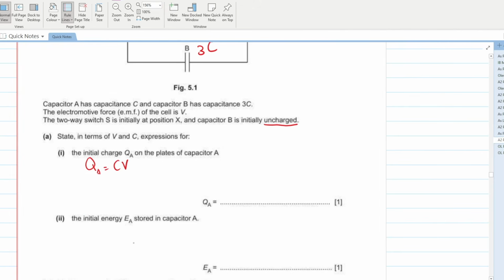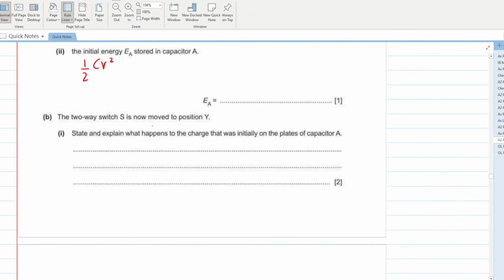The initial energy stored in capacitor A, that is also very easy. 1 upon 2 C V square. Let's further move ahead. The two-way switch is now moved to position Y. State and explain what happens to the charge that was initially on capacitor A.